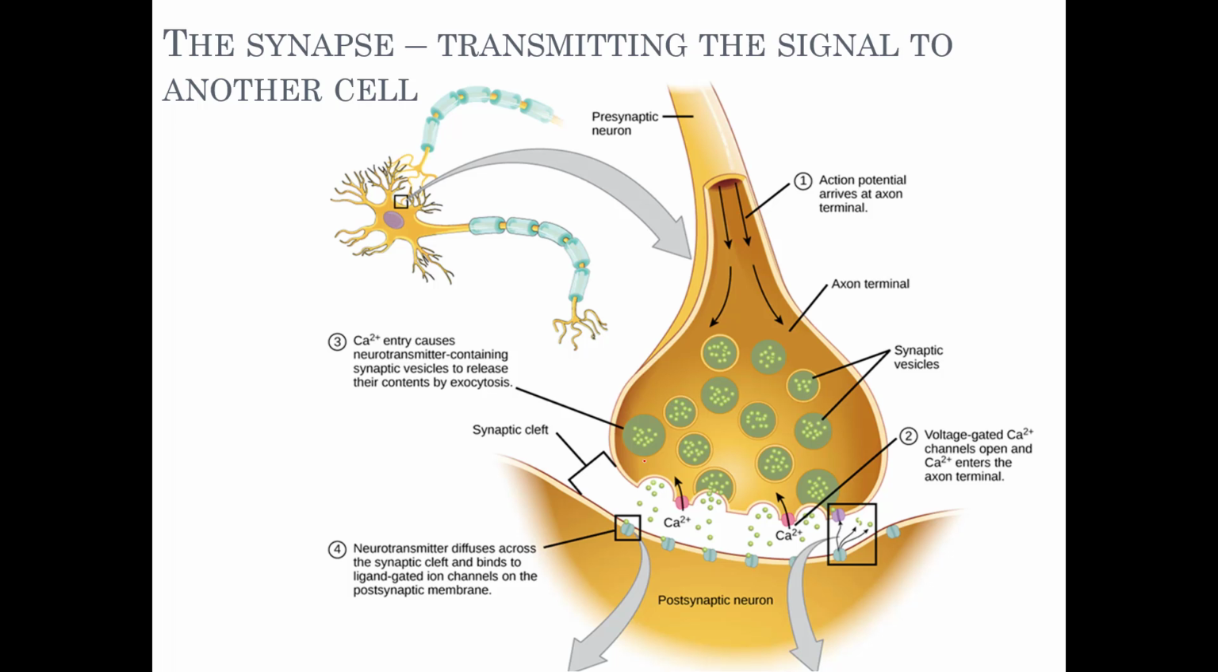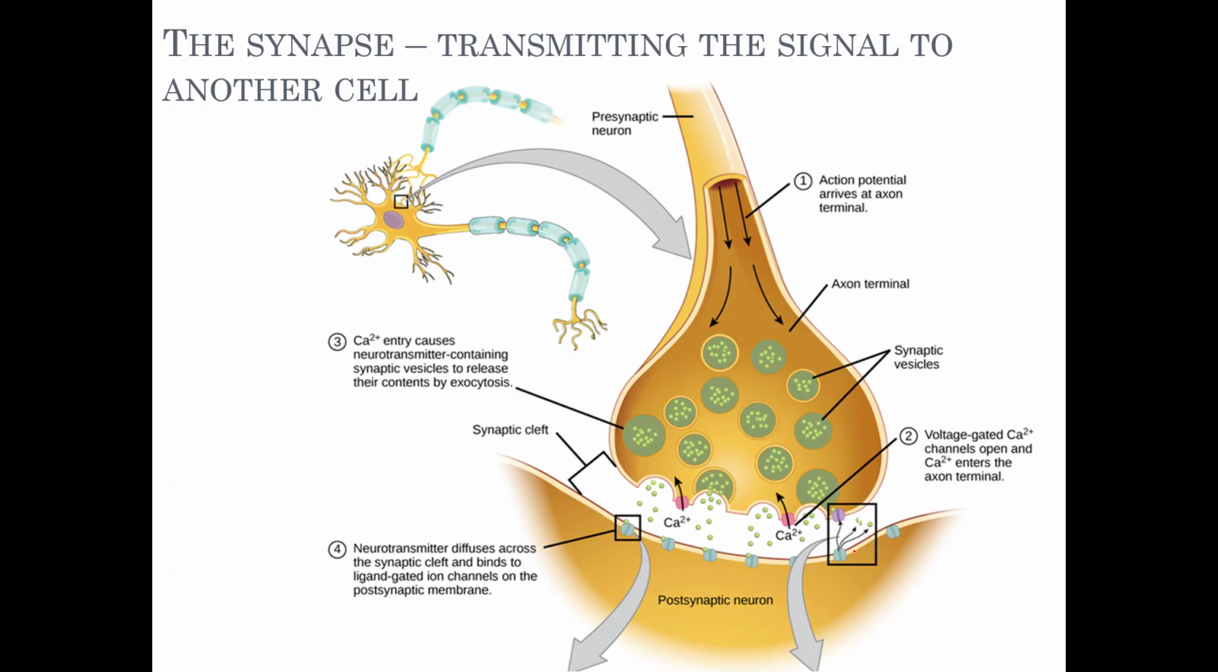The synapse is the place where the presynaptic neuron's axon terminal comes close to the membrane of the postsynaptic neuron. It does not touch, though. You'll notice that there is a small space called the synaptic cleft. So we have a couple of events that are required in order for the message to be transmitted from one cell to the other. First of all, we have to know what's going on here.